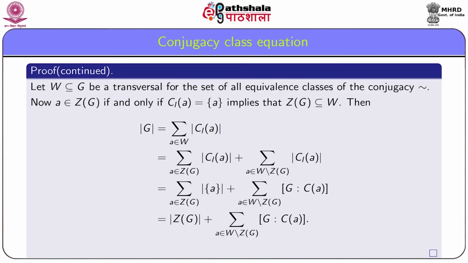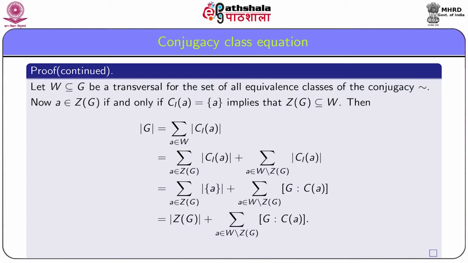Let W, a subset of G, be a transversal for the set of all equivalence classes of the conjugacy relation rho. Then a belongs to Z(G) if and only if Cl(a) is the singleton set {a}, and this implies that Z(G) must be a subset of the transversal W.